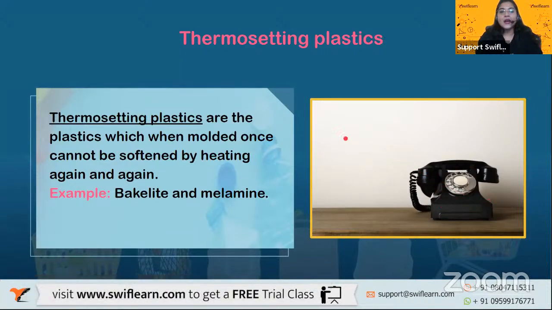Now the examples of this thermosetting plastic are bakelite and melamine. Melamine, we have heard it in the dinner sets, right? So bakelite and melamine are the examples of the thermosetting plastic. Let us see where we can use these two materials.